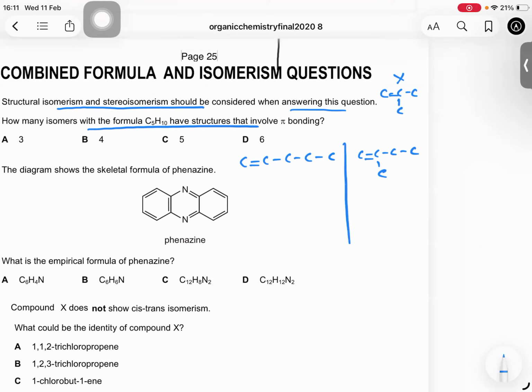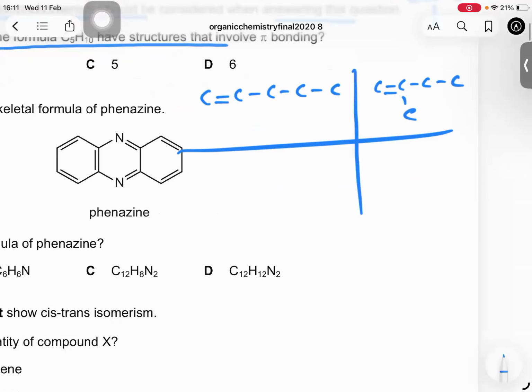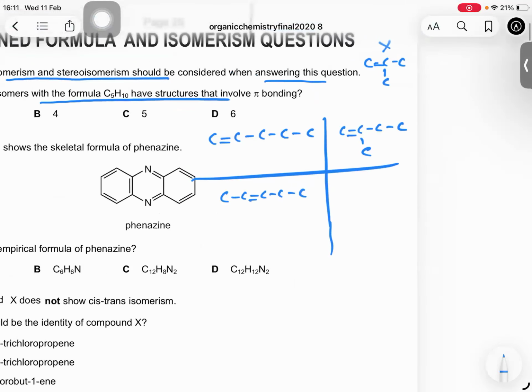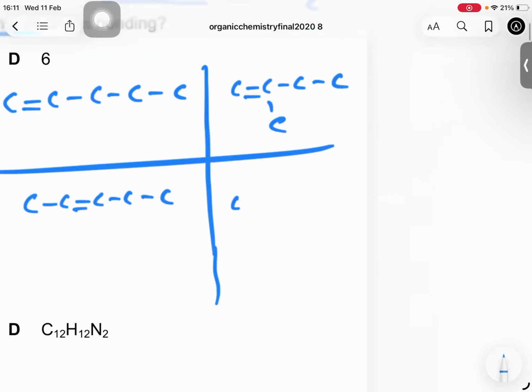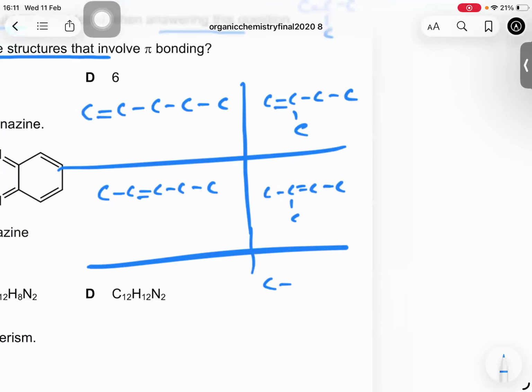Now let's change the position of these. This is pentene, 1, 2, 3, 4, 5. And then what next? नहीं, इसी की पोजीशन चेंज करते हैं. 1, 2, 3, 4. ये यहीं रहे, ये यहाँ चला गया. फिर एक और भी चेंज कर सकते हैं. 1, 2, 3, 4. ये यहीं रहे, डबल बॉन्ड इधर चला गया. Okay.